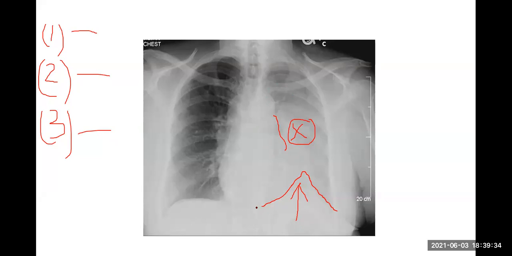In a collapse of the lung, there are two important features. You won't see the heart border, that will be obscured, and then you will get the diaphragm being pulled up because of the volume loss. The diaphragm is now pulled up, and that is what you would see.